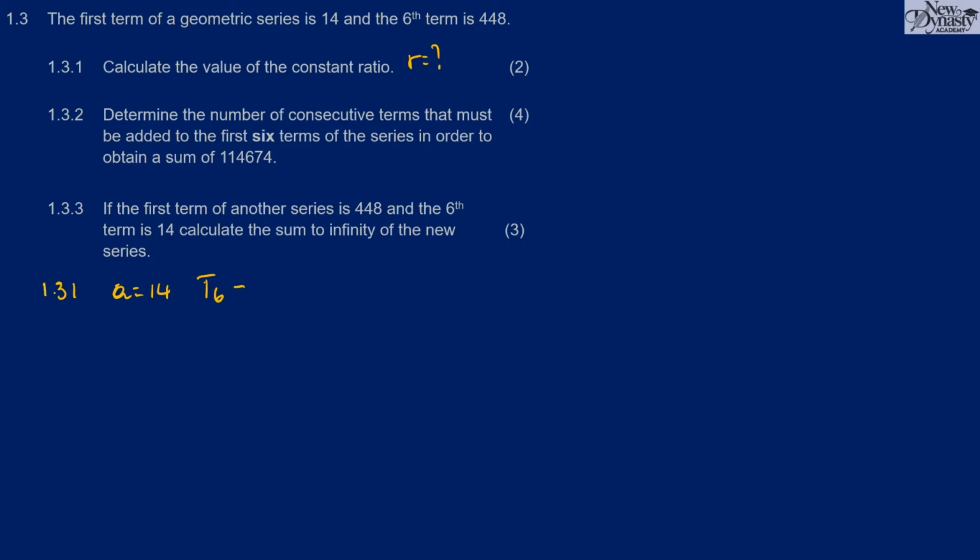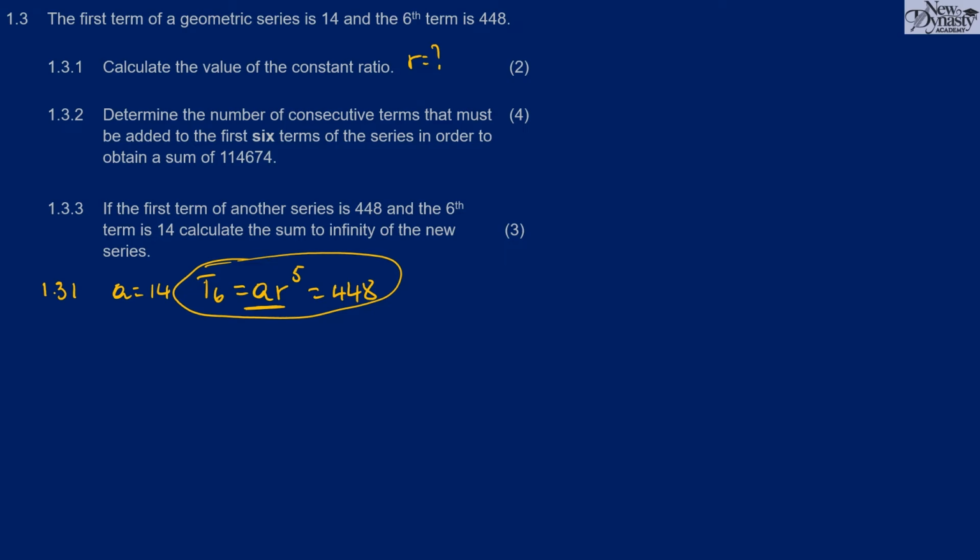So we can express t6 with the geometric series formula. That is t6 equals ar to the exponent n minus 1, and our n is 6, so that is 6 minus 1, which is 5, and that equals 448. You cannot tell me you don't know how to express this, grade 12, by now. You should be able to express that. So this is what we're going to use for us to be able to calculate the value of r.